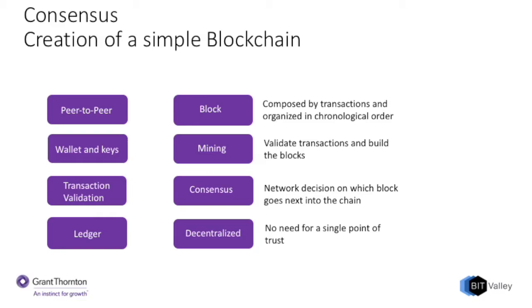Consensus is a network agreement on which block goes next into the chain. Decentralized. There is no need for a single point of trust. The information is stored on the ledgers of every peer. So there are updates in real time, and everyone has a copy of the ledger.